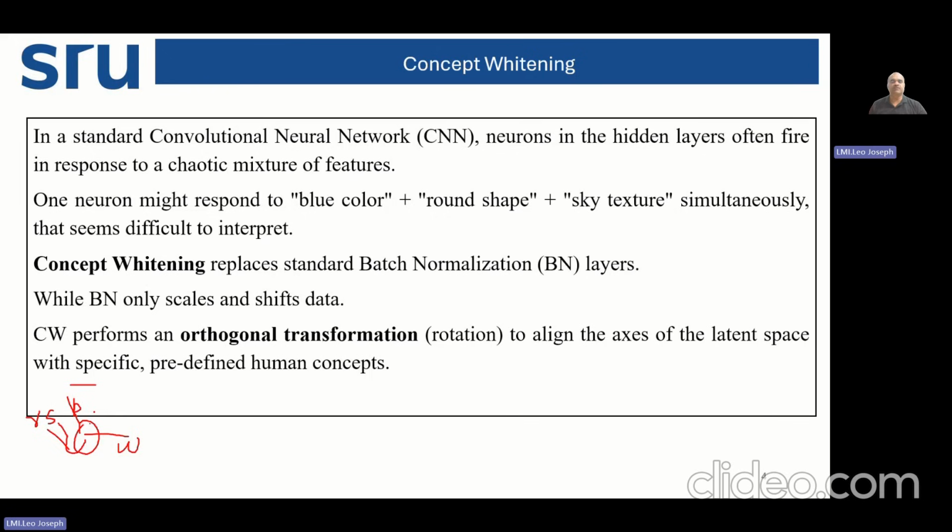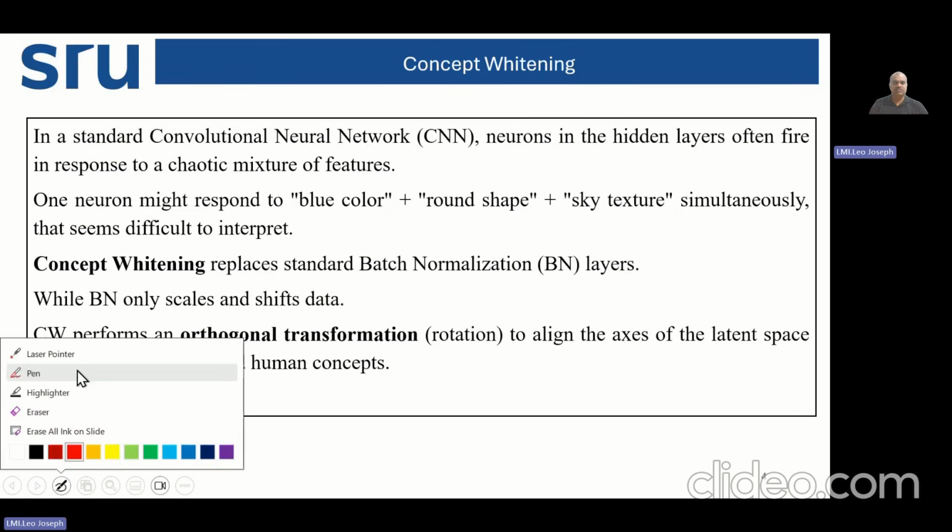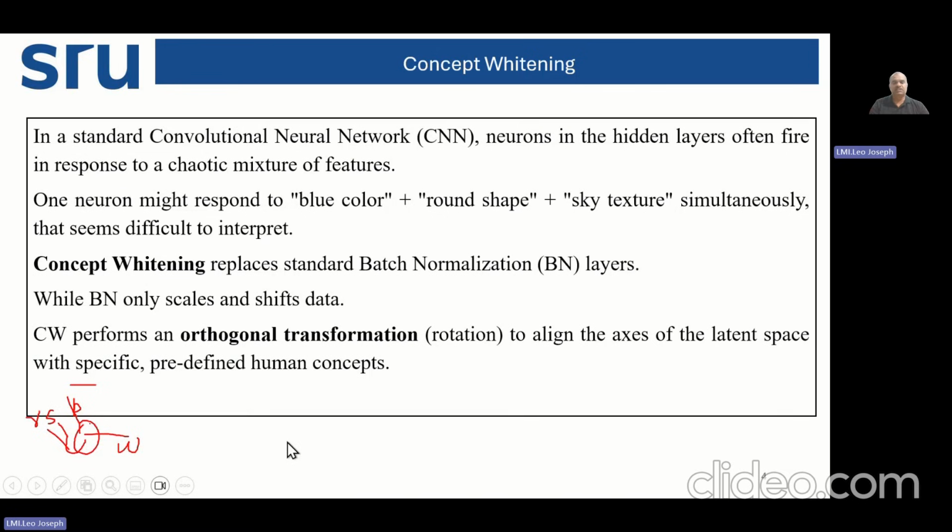That is the thing we are trying to make transparent, that is, make easy to interpret. We are going to turn the difficult term into an easily interpretable term. For that purpose only, we are going to do this concept whitening. Concept whitening is nothing but it replaces the batch normalization layers. What is meant by batch normalization? That is the main interest of today's scenario, so I will make it clear here.